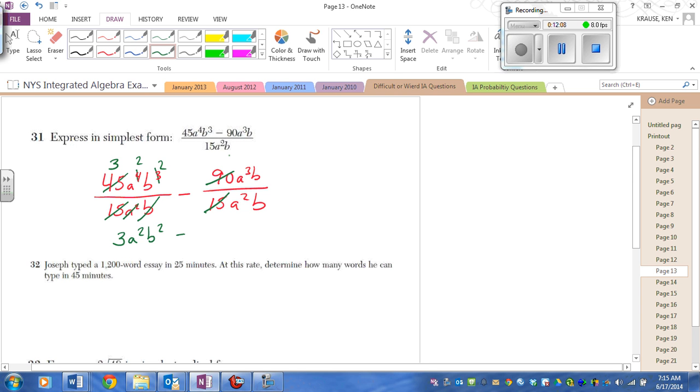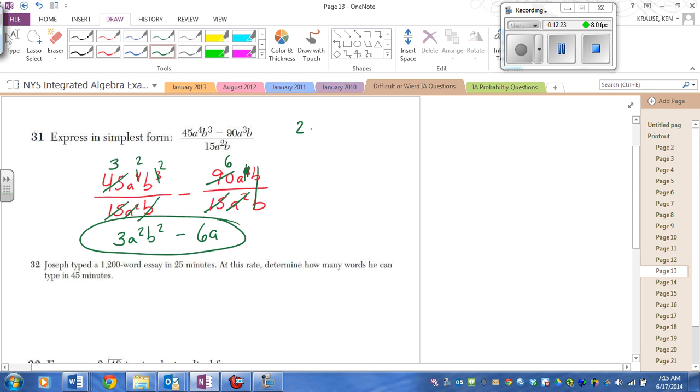15 goes into 96 times. There's 1 more a, so I'll leave 1 up there. And the b's cancel. So I'm left with minus 6a. Now that's your answer. Now again, I'm not going to do it because it takes too much time.